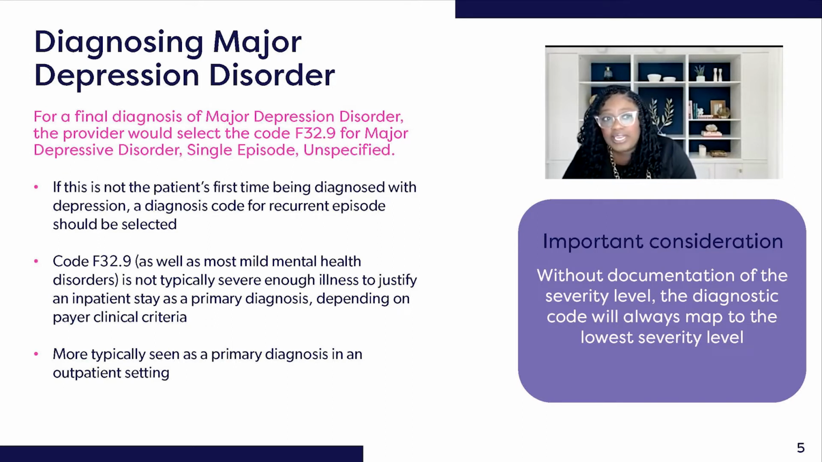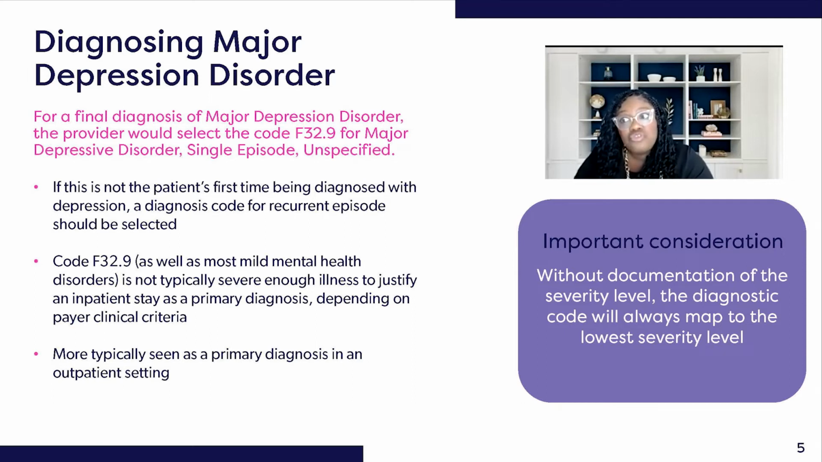Also, code F32.9, which is just major depressive disorder, is the most mild of the mental health depression disorders, and it's typically not a severe enough illness to justify an inpatient stay. So if inpatient is recommended, or if this person is already admitted to a behavioral health facility or to the behavioral health unit in a hospital, just giving them the diagnosis of major depression sometimes isn't enough to support them being there on an inpatient level, unless you made it a secondary diagnosis. But as a primary diagnosis, it usually isn't enough. You will need to add the severity level.